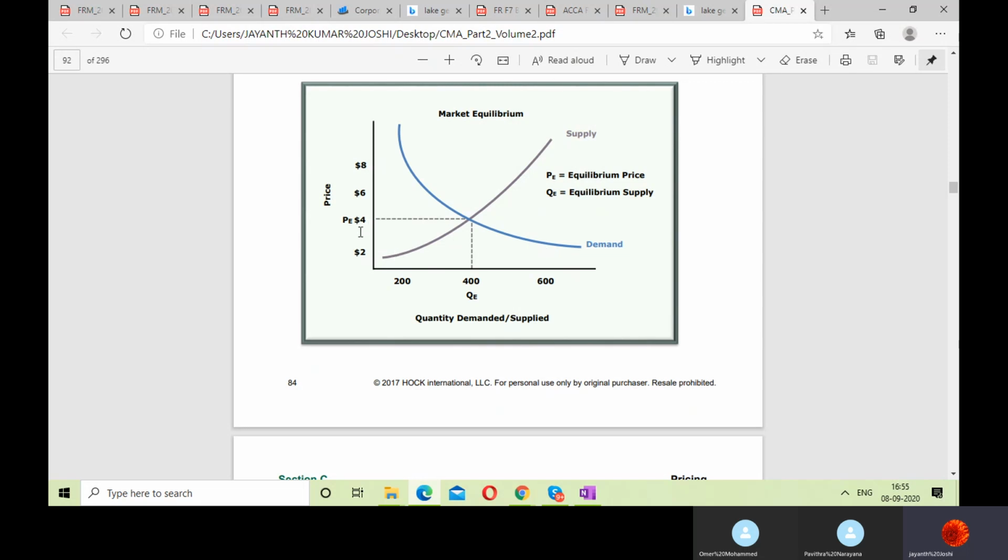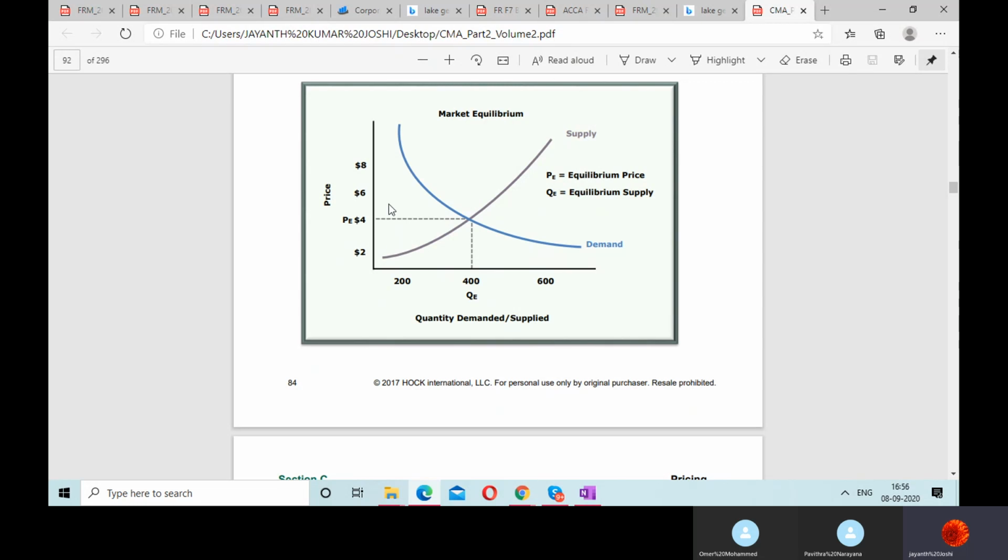When the price is $4, that means the price is increasing. When the price was less, the demand was the highest. For $2, the demand is highest, 600. When it is $4, the demand is 400. That means the demand is decreasing. $6, even less. $8, even less, 200. So when the price is increasing, the demand is decreasing. When the price is decreasing, the demand is increasing. For $8, it is somewhere around 200. For $6, 300. For $4, 400.